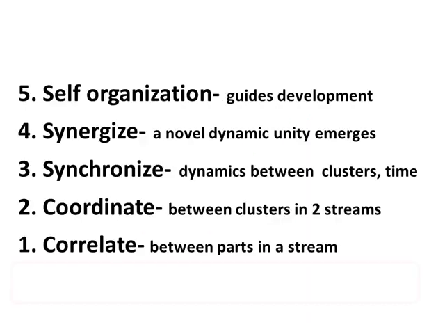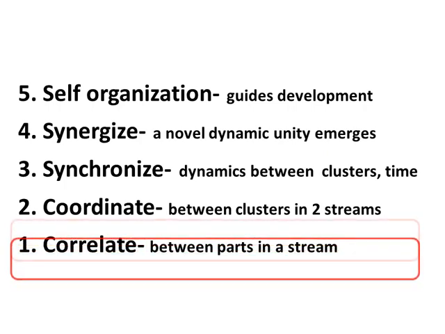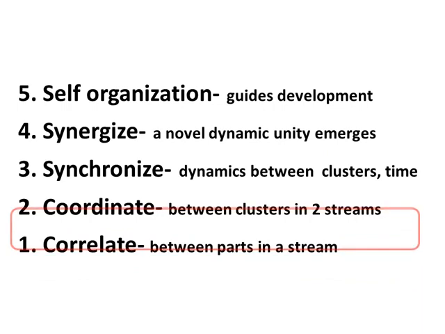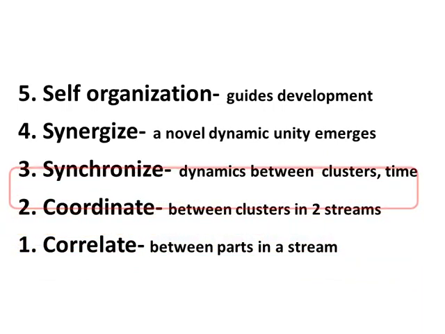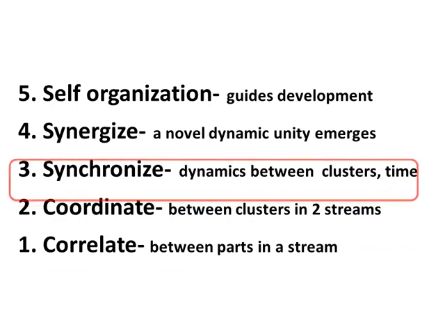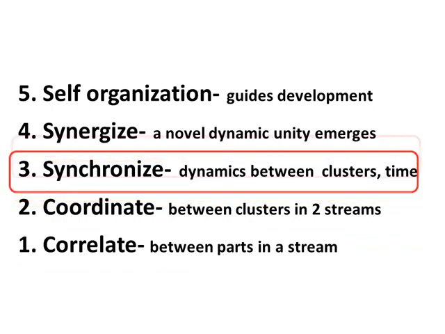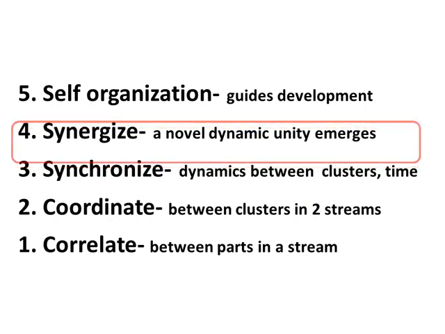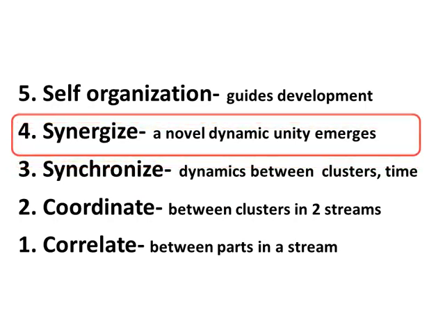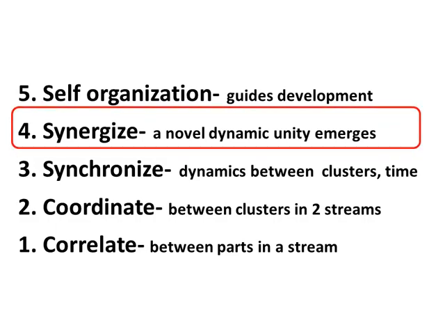The lowest type of connection is correlation between parts in the same stream to form patterns. Coordination refers to patterns connected between streams. When two or more streams have the same pattern dynamics, speed, frequency, probability, etc., they are synchronized. Once the synchrony has stabilized and the streams function as a unity, they are a synergy, a cell.